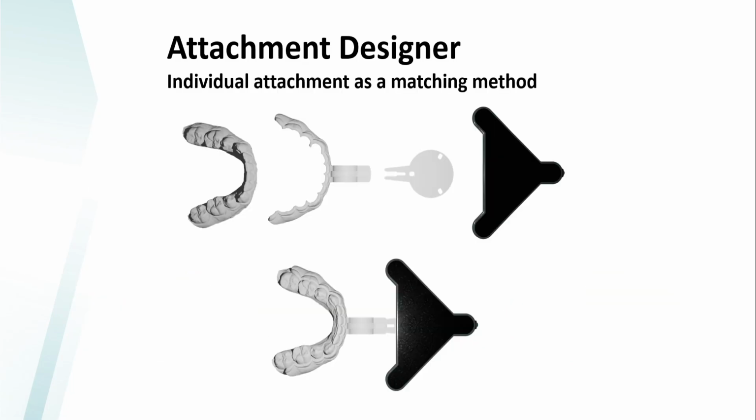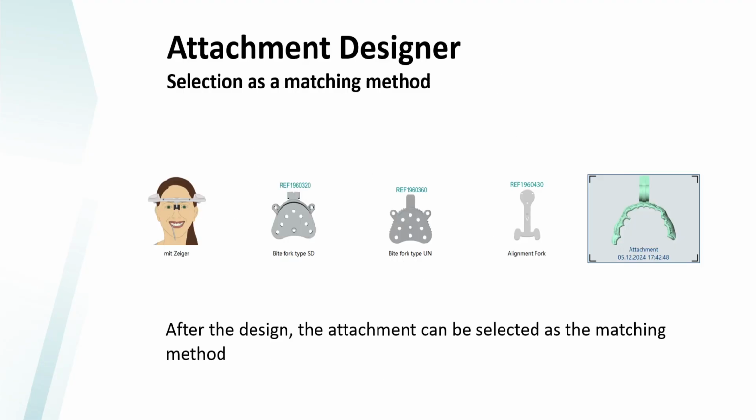A great feature is the use of the attachment as a matching method for the upper jaw. To do this, we calculate back from the sensor via the attachment to the lower jaw. The information from the scan can then be used to determine the position of the upper jaw. To select the attachment as a method for the matching of the upper jaw, simply start after the design the functional digital occlusion and select there your designed attachment.